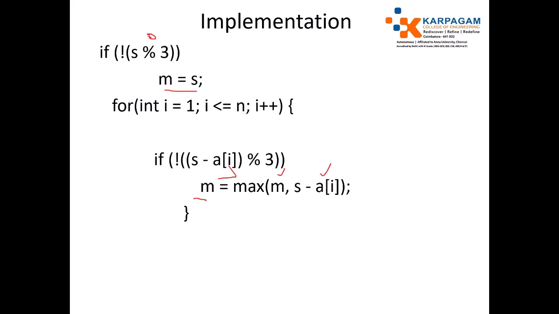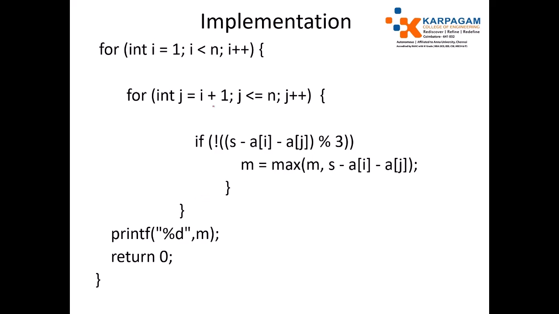Just record those values and use a loop from i equal to 1 to n, j equal i plus 1, j less than or equal to n, j plus plus. Here we are checking every adjacent value. After subtracting those mango values with the adjacent values, we check whether we are attaining the maximum mango count which is divisible by 3. If it is possible, just record it.